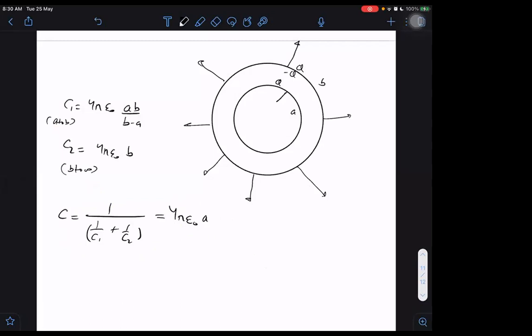A is right. Effectively it is existing from A to infinity. I should have written A only. Effectively it is from A to infinity, so it is 4 pi epsilon naught A only. Are you getting the same? Yes, sir.